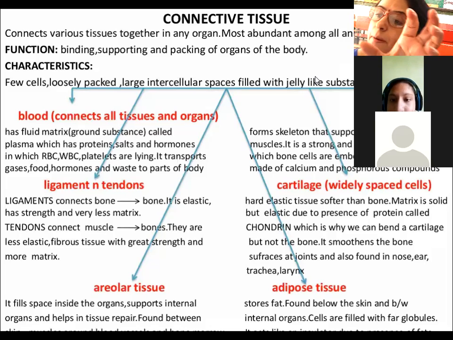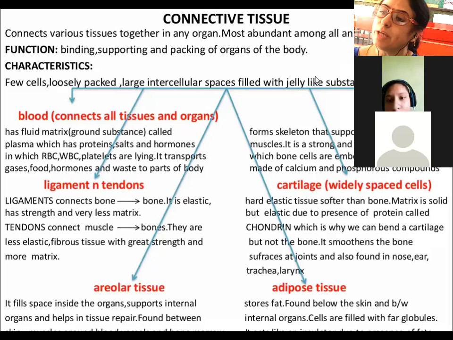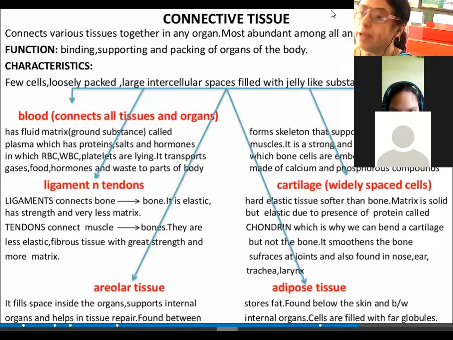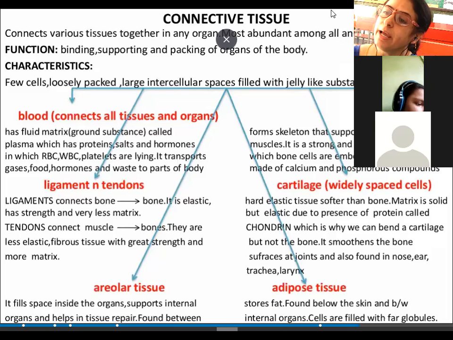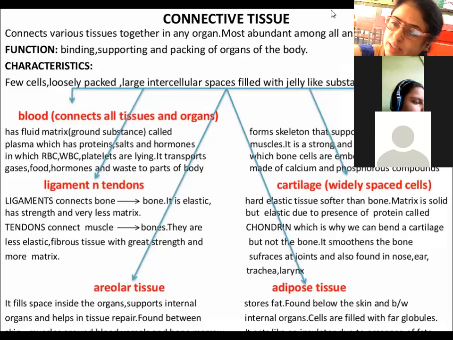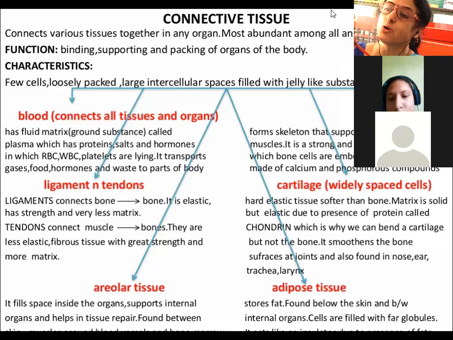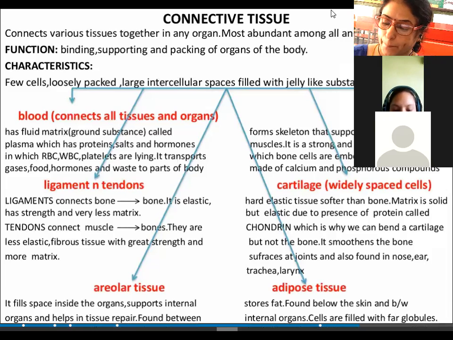So this was about the fluid connective tissue. There are 2 components of fluid connective tissue. One is blood, which flows through the blood vessels, and another is lymph, which flows through the lymph vessels. Both help in the transportation of substances from one part of the animal to the other part of the animal. Is it clear?